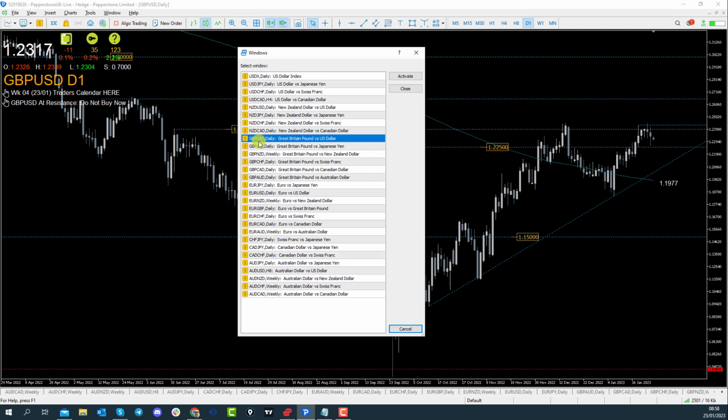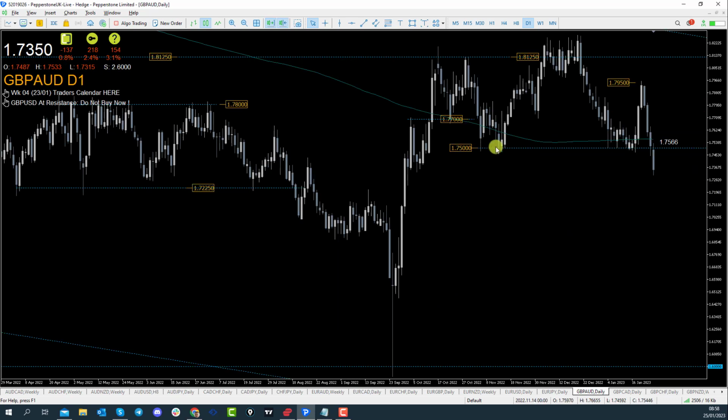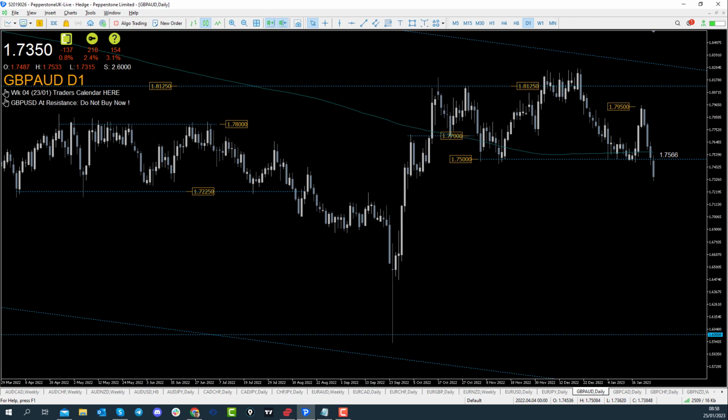Speaking of that, let's go over to pound Aussie, because pound Aussie has broken down through a key level of support. So price has been trading between the level here around about the 1.8125, could argue 1.8150, down to the 1.75 handle, and we've been in this for some time now. Ever since October, we've been kind of trading sideways.